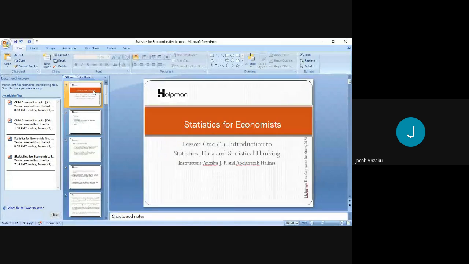All right. So let's go on. So today in our class, we'll be looking at statistics, data, and statistical thinking. That's introduction to statistics, data, and statistical thinking. So instructors for today will be Anzaku, Jacob, and Abdulrazak Alima.